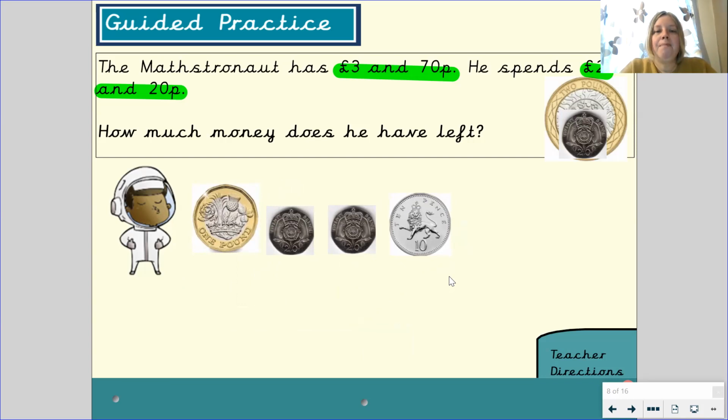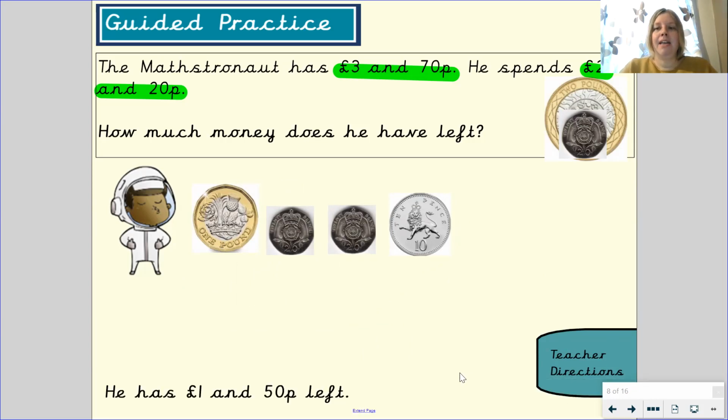Pause your video. How much did the astronaut have left? He had a £1 coin, a 20p coin, a 20p coin and a 10p coin. And if we add them together, he has £1 and 50p left.